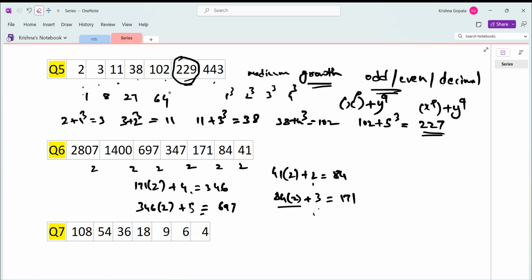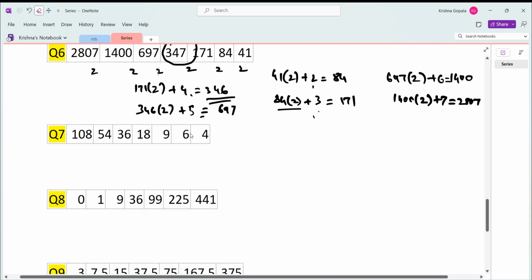Similarly, 697 into 2 plus 6 is 1400. 1400 into 2 plus 7 is 2807. So you can see this is the difference. Which one? 346. 171 into 2 plus 4 should have been 346 instead of 347. See, the question is very easy. You just need to get some sense of how the series is moving.